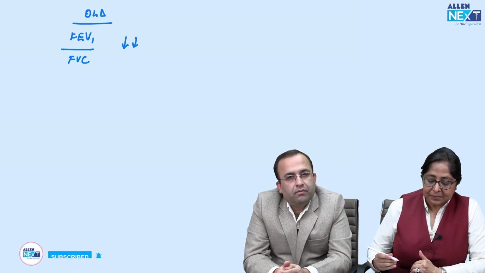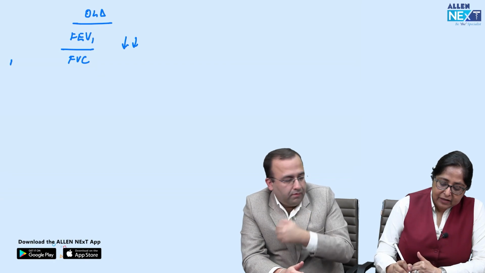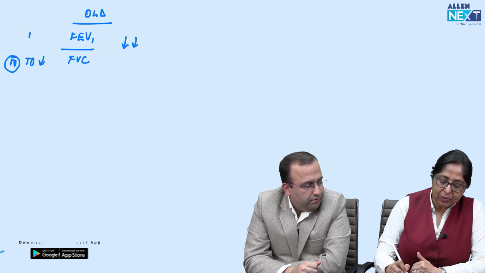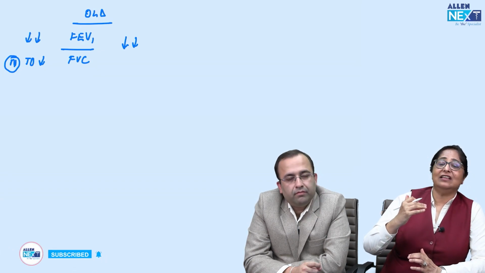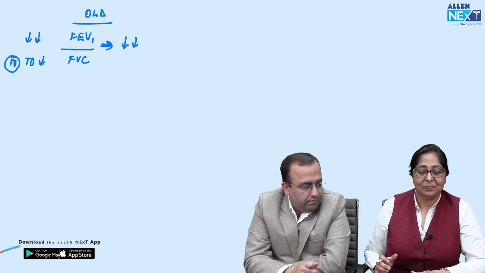And like I told you, in obstructive lung disease, the FEV1 by the FVC ratio is definitely reduced. Now, how does a ratio decrease? Now here, the forced vital capacity is normal to reduced, but the FEV1 is markedly reduced. The numerator has decreased more than the denominator. So therefore, there is a decrease in the ratio.